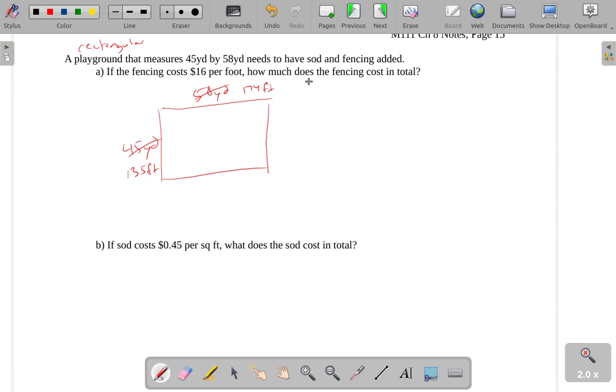Now, fencing goes around the outside of a playground. You're not generally going to fill a playground with fencing. That'd be kind of a weird playground. And so really what we're talking about here is the perimeter of this playground.